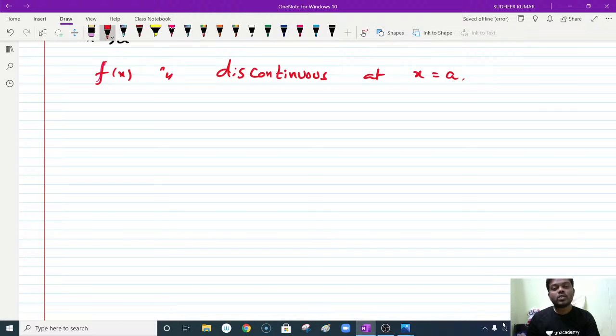Right? So f of x is discontinuous at x equal to a. The first condition is limit x tends to a minus f of x does not exist.